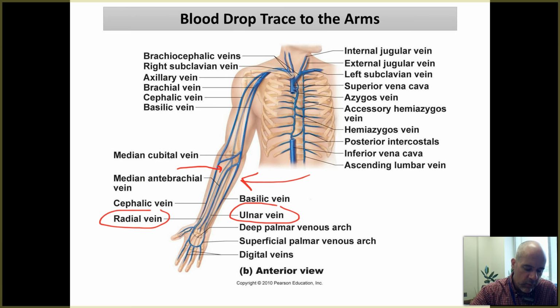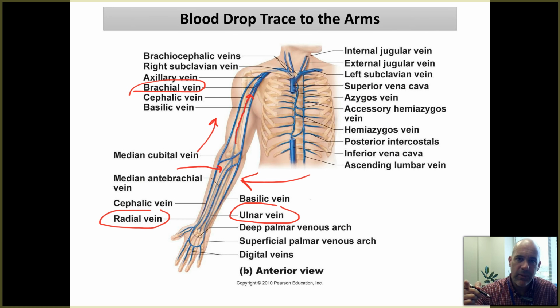Okay, so we're going to continue our journey back from the forearm. The radial vein and the ulnar vein merge together and become the brachial vein. There's that one, which is this deeper vein right in here that's running up the upper arm.